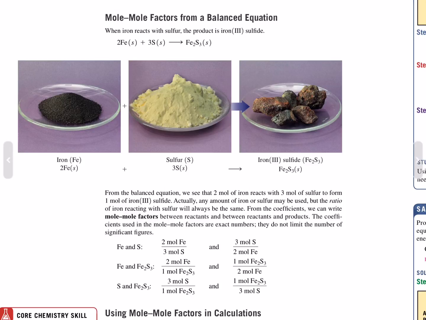The coefficients used in the mole-to-mole factors are exact numbers. They do not limit the number of significant figures. So 2 moles of iron to 3 moles of sulfur, or 3 moles of sulfur to 2 moles of iron. 2 moles of iron to 1 mole of iron(III) sulfide, 1 mole of iron(III) sulfide to 2 moles of iron, 3 moles of sulfur to 1 mole of iron(III) sulfide, 1 mole of iron(III) sulfide to 3 moles of sulfur.